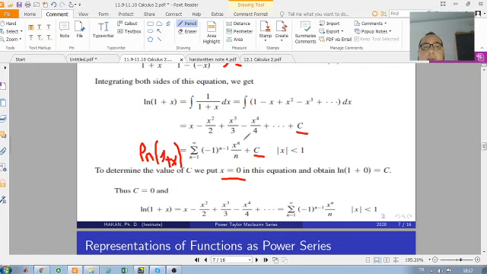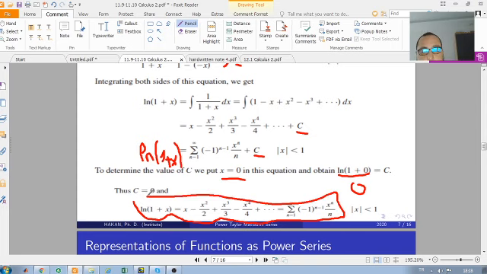This is the power series representation of this function, and to get rid of c, which is the integral constant, we write 0 for x in this equation. We get ln 1 for the left side. Therefore it is equal to 0, and the right side, the power series, becomes 0, because when we write 0 for every x, we obtain 0. So we obtain c is equal to 0, and as a result we obtain the power series representation of the logarithm function ln(1 plus x) in this form.